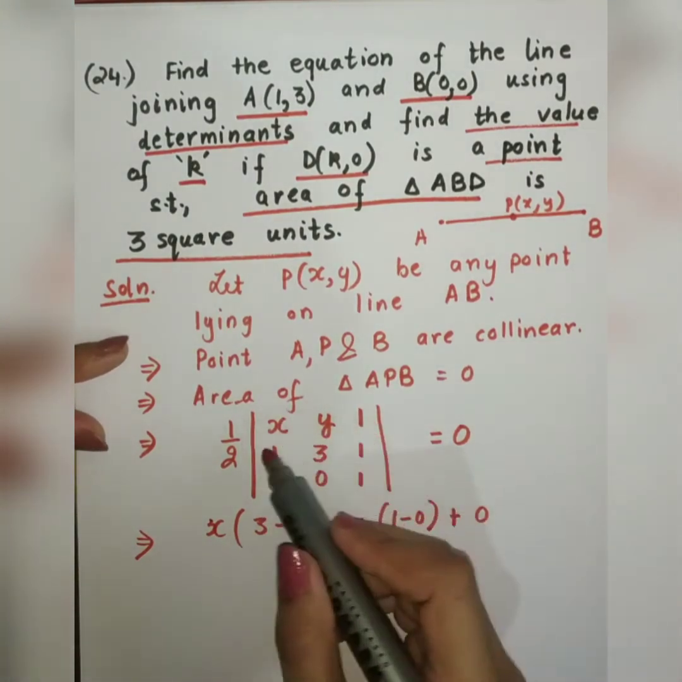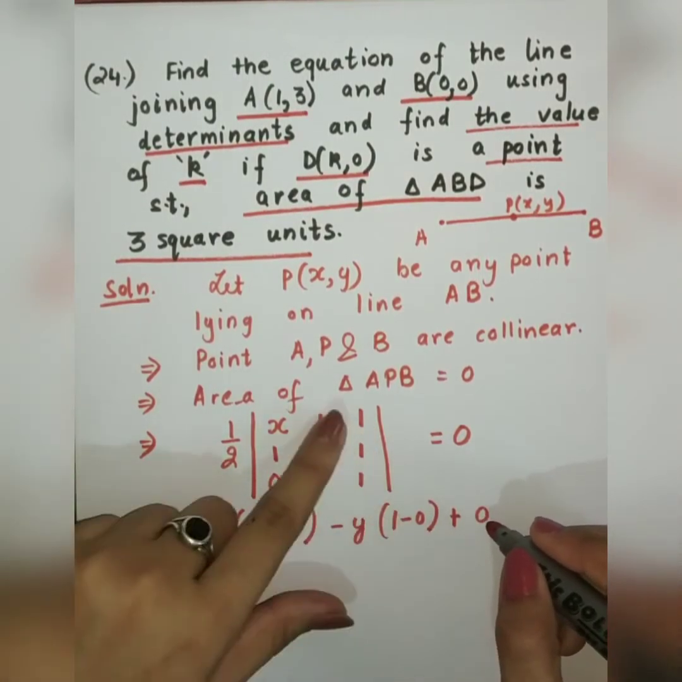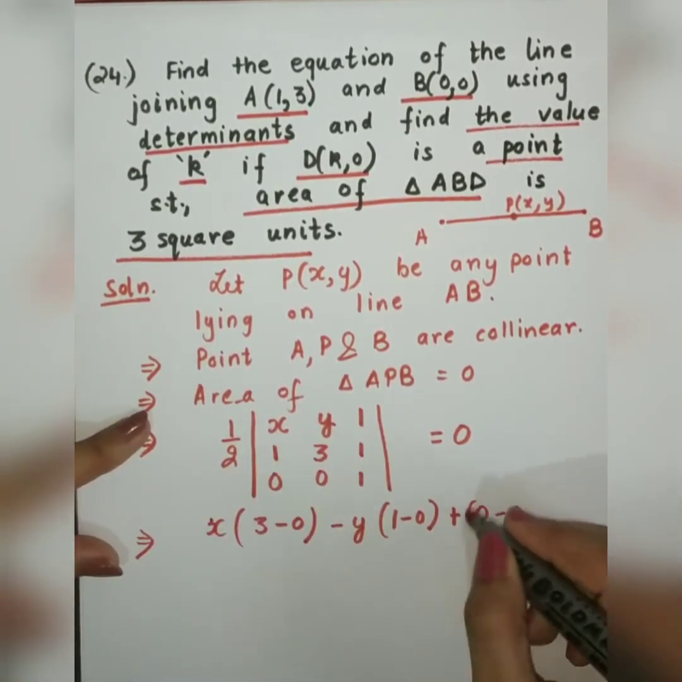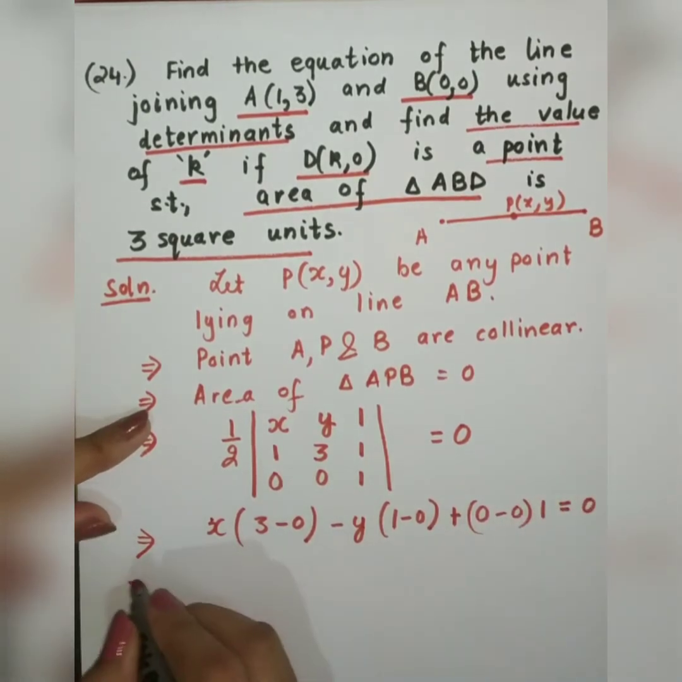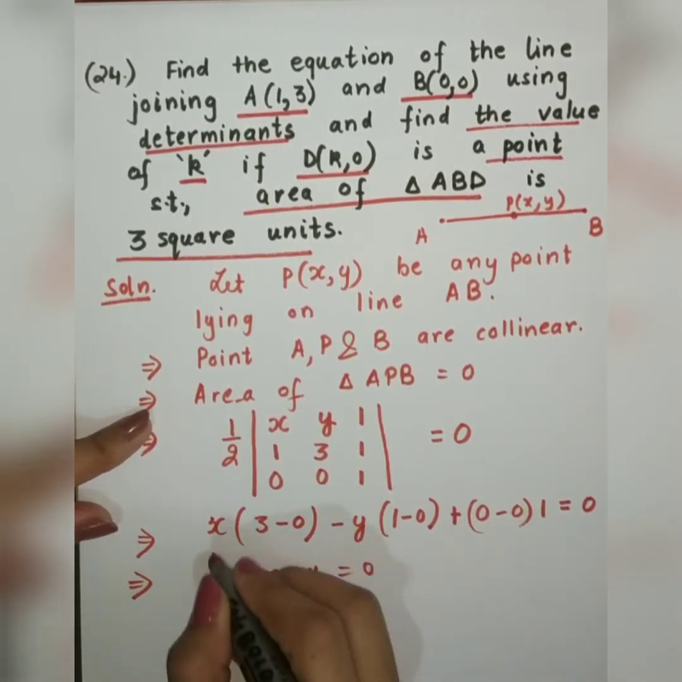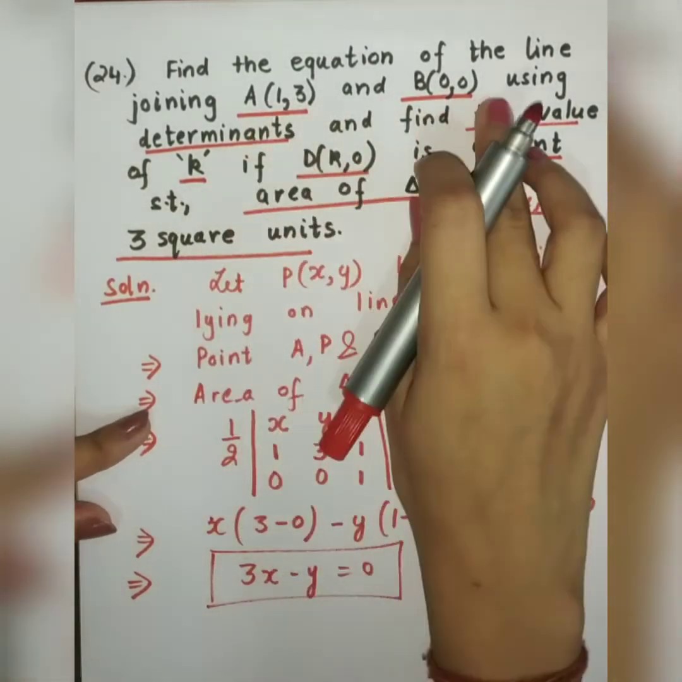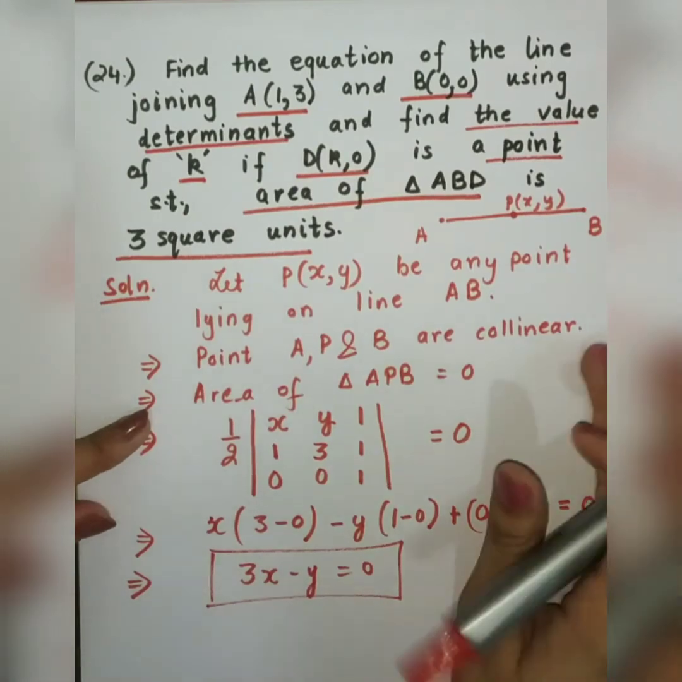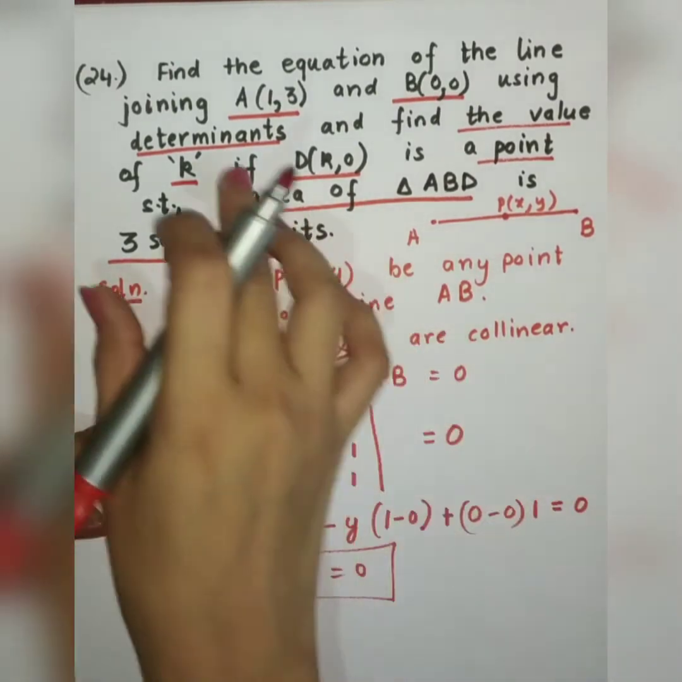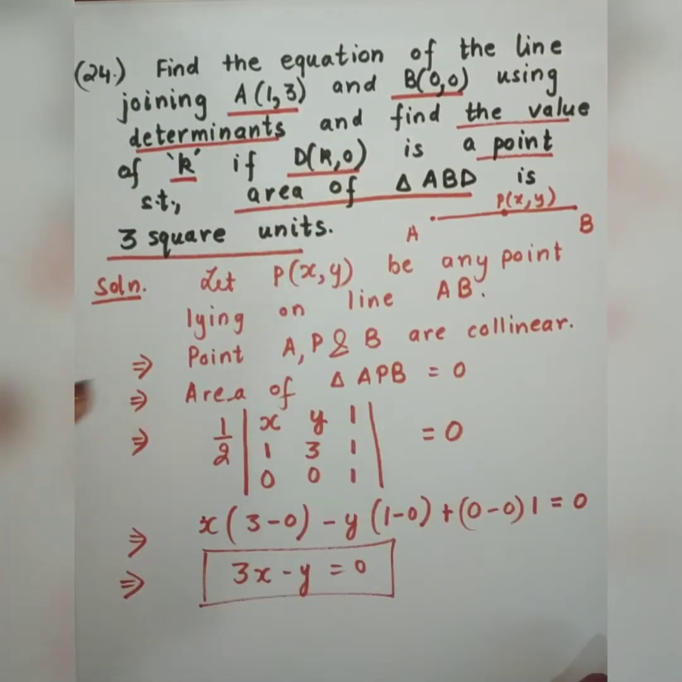We will check from here. If you expand along the 1, that is why 0 is written, because when we expand along 1 it will be 1 into 0 minus 3 into 0. So 0 minus 0 into 1, that is equal to 0. So this implies 3x minus y is equal to 0. So this is the equation of the line joining the points A and B. So we have done the first part of this question. One thing to note here is that we found this equation using the concept of determinants. Clear? Now let's move on to our next part.